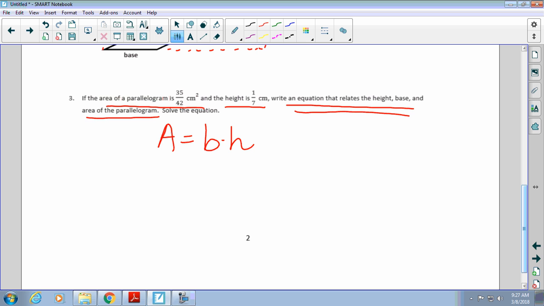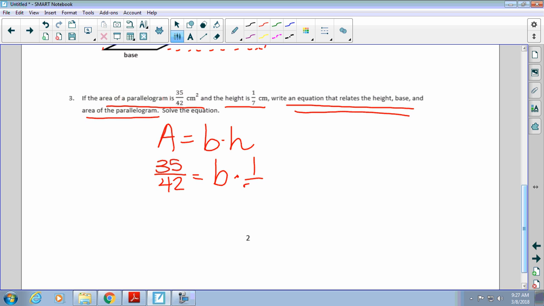William. Under the A. Very good. So we have been given the area, 35 over 42. Have we been given the base? No. So we keep that an unknown value, B. We're going to try to solve for B. Now, have we been given the height? Yeah. So what can we substitute in? Plug in for the height. Mackenzie. 17. Very good. 17.